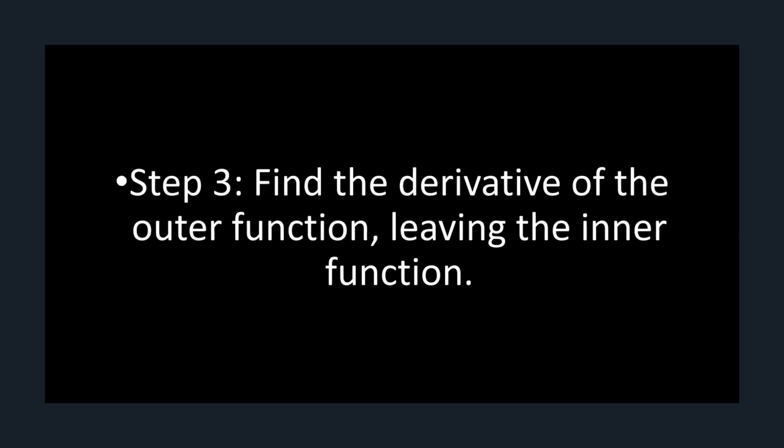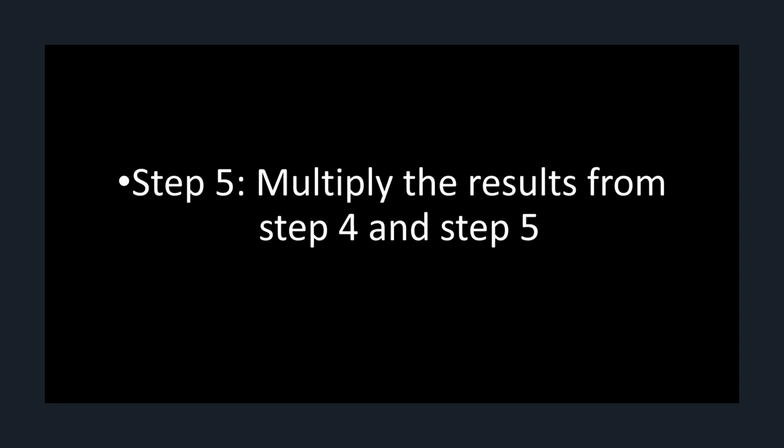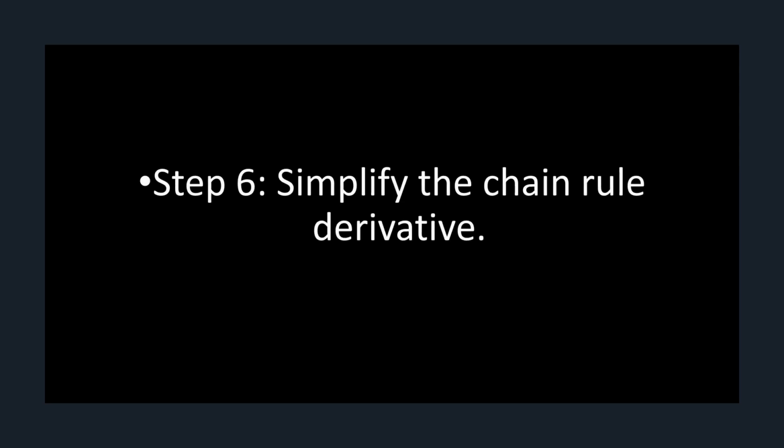Step 3. Find the derivative of the outer function, leaving the inner function. That's a very crucial moment because we need to do everything in the right order. Step 4. Find the derivative of the inner function. After we do that, we can multiply the results from step 3 and step 4. Finally, after all of these steps, the last one is simplifying the chain rule derivative.